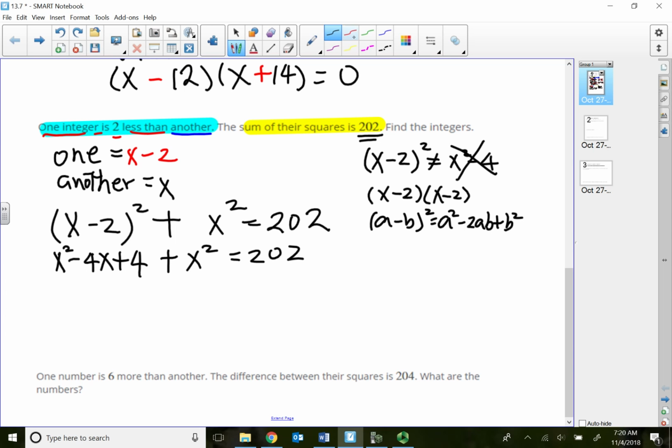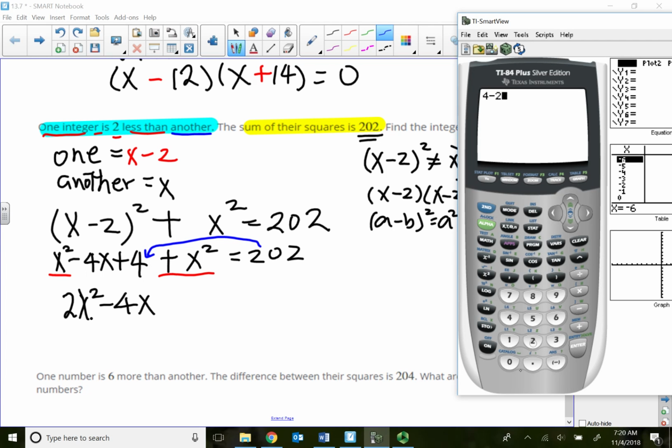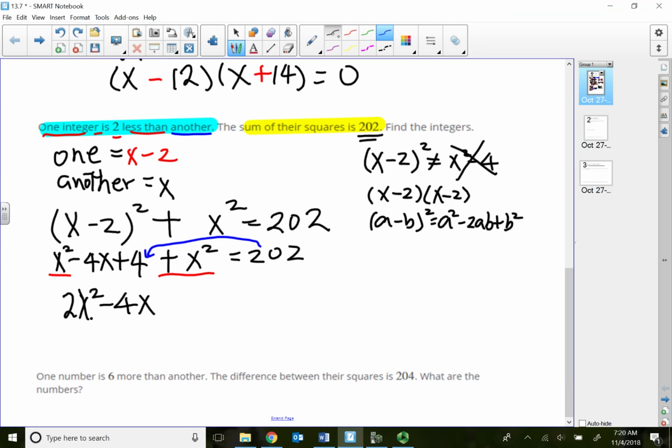All right, combine like term, x squared plus x squared is 2x squared. All right, minus 4x. So I'm gonna save a little bit of time, okay? I know my 202 in the next step got to be moved over to the other side. So positive 202 come over, become negative. It will combine with a positive 4. So that will be 4 minus 202, which will give me negative 198 equal to 0. All right.